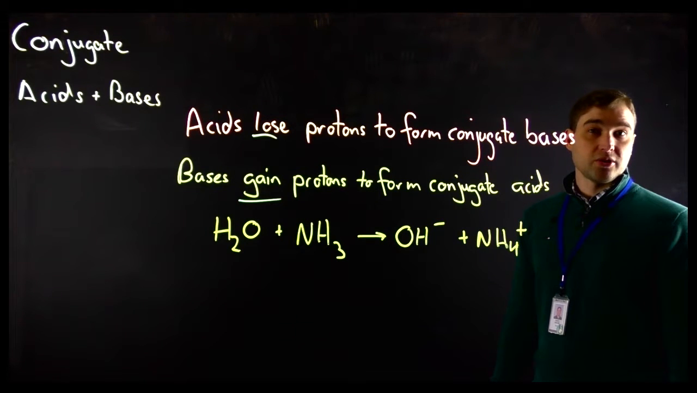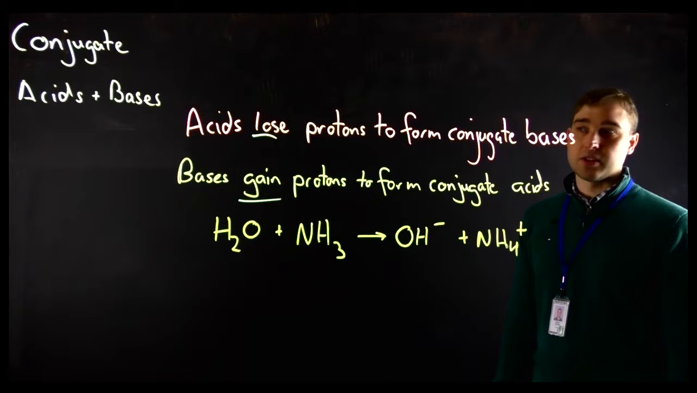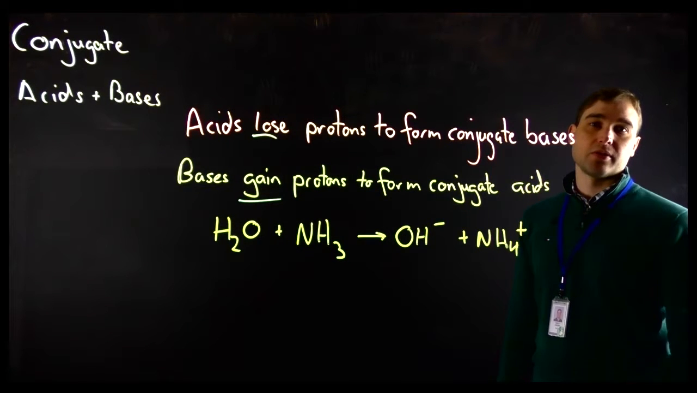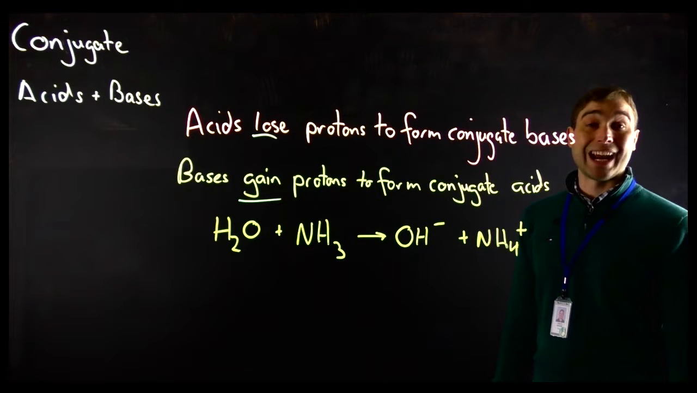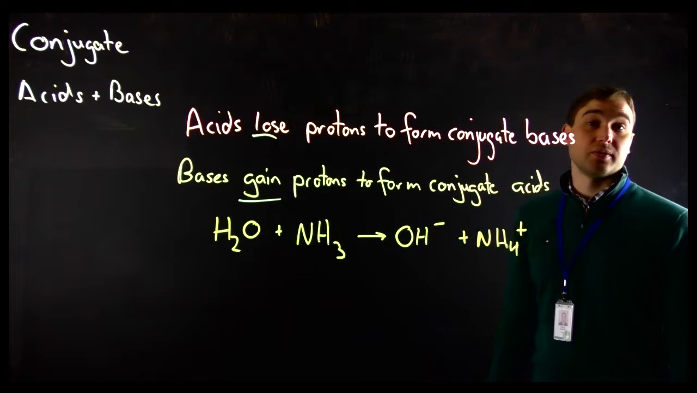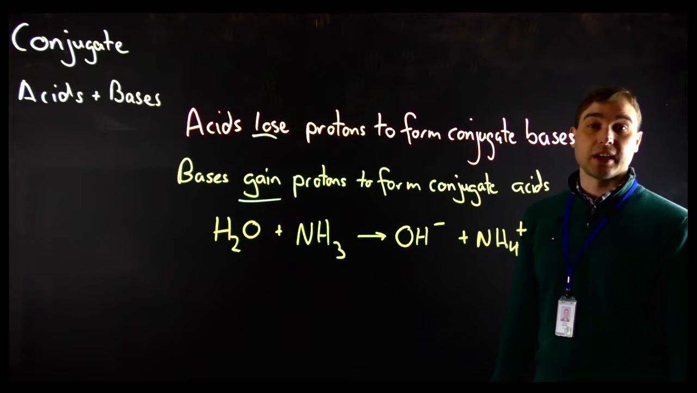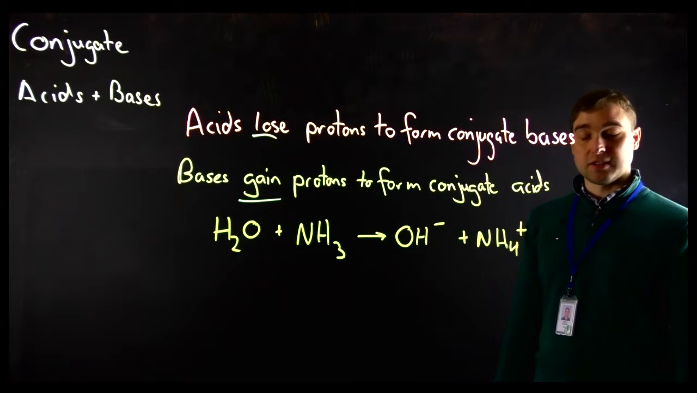So we're going to look at conjugate acid-base pairs. Acids lose protons by definition, and when they do that, they form a conjugate base. So they form something that's lost a proton, that can gain a proton, and therefore if it can gain a proton, it can be a base. Conjugate bases gain protons to form conjugate acids. Because they have an extra proton, they can lose that, and by loss, that makes them an acid. Acids lose protons.